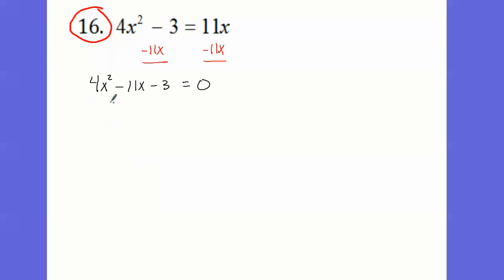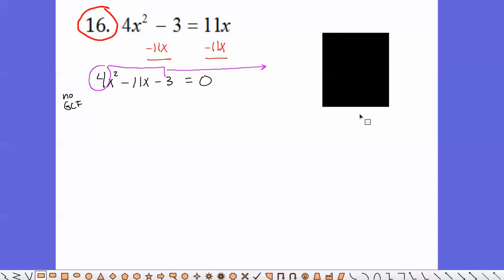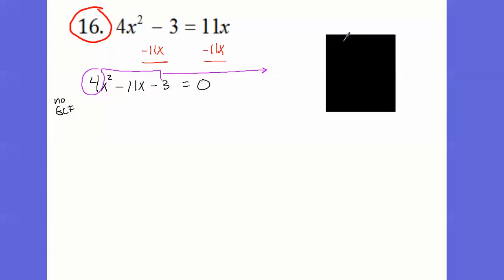I do want to look for a GCF. I see that no one can divide into all of these terms, so I understand that there is no GCF. Now, I see that my a happens to not equal 1, so I'm going to take this value of 4, bring it across and multiply it to the 3 in order to get a value of 12, which is what I need to factor apart. So I am going to factor apart 12.